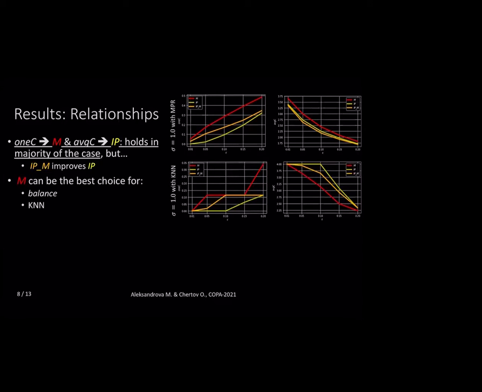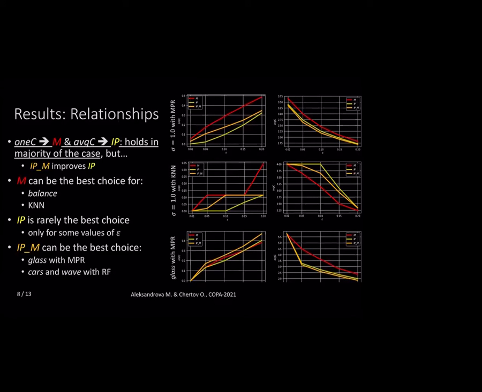However, we also observed some interesting deviations. In particular, in some cases, margin can be the best choice of nonconformity function, resulting both in the best values of 1C and in the best values of average C. And this was observed for all classifiers with the balanced data set and for the KNN classifier, regardless of the data set. At the same time, inverse probability is rarely the best choice of the nonconformity function. It was observed only for some small values of epsilon.